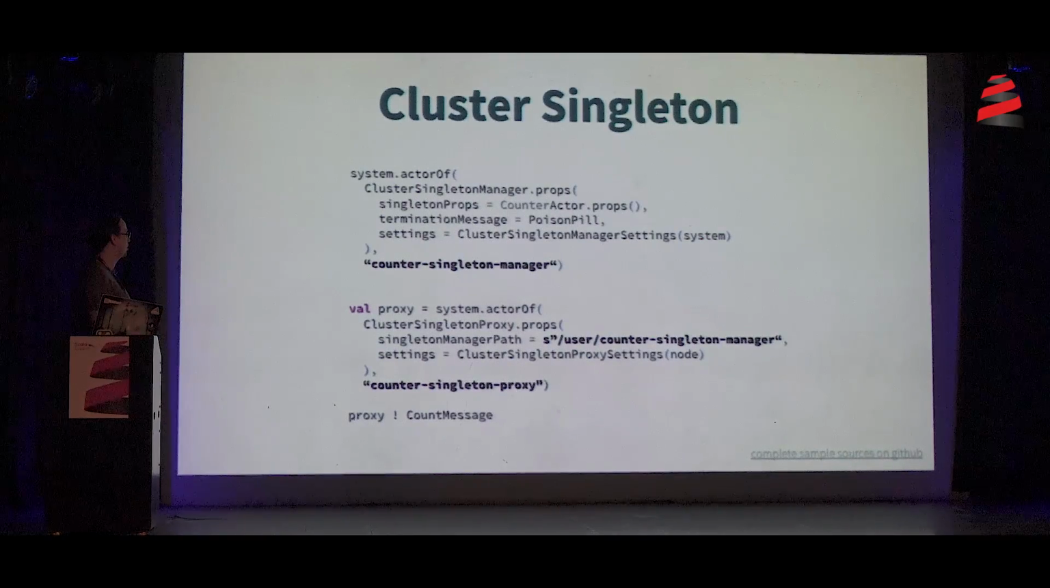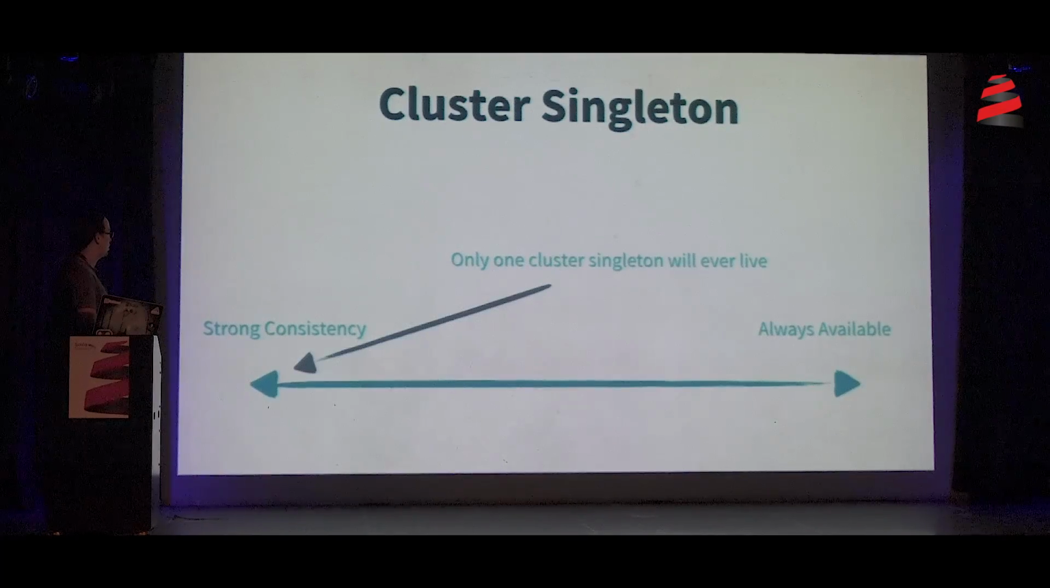In code, we create a singleton manager, we give it the props, and we create a proxy to interact with the singleton. Also pretty simple. So this is strongly consistent rather than always available, because as I said, if you have this network partition, you cannot start a new instance until it has healed, basically, or you know that the other side is down.